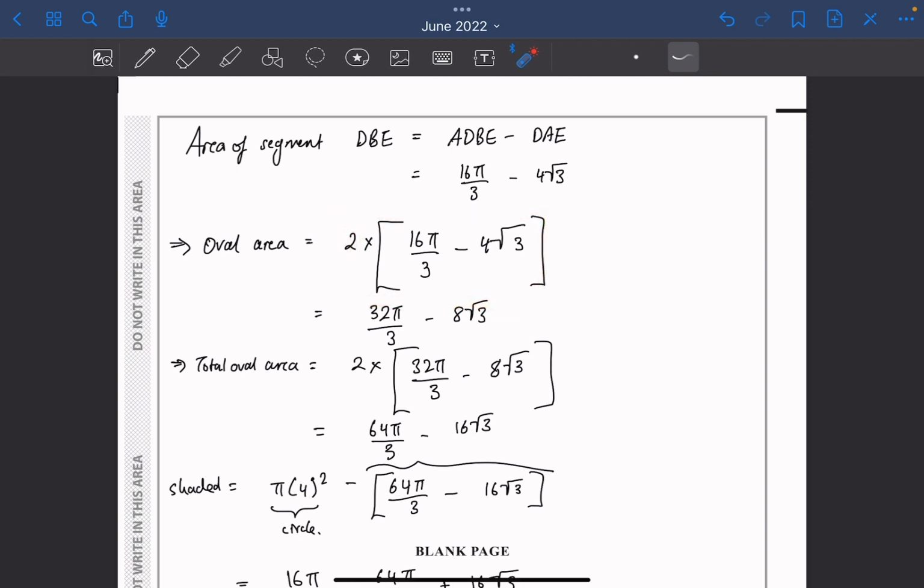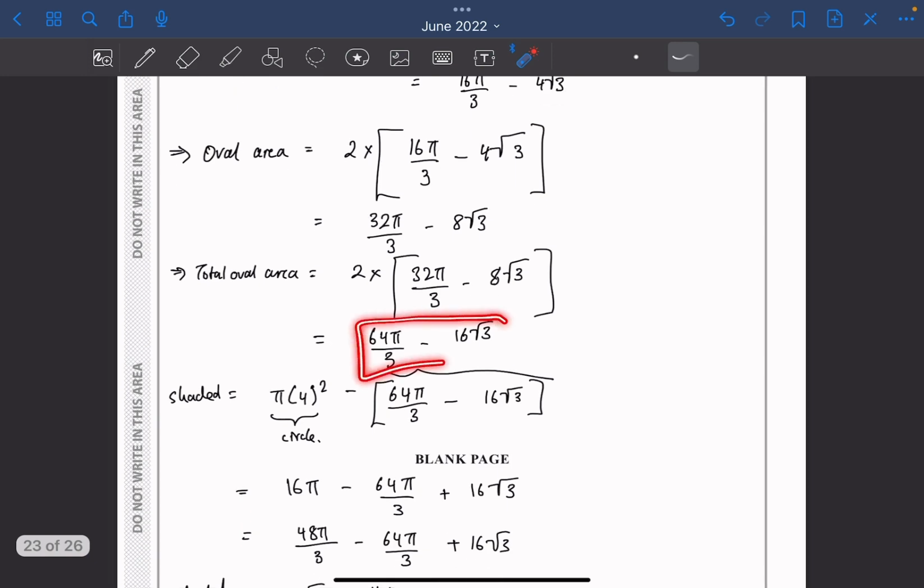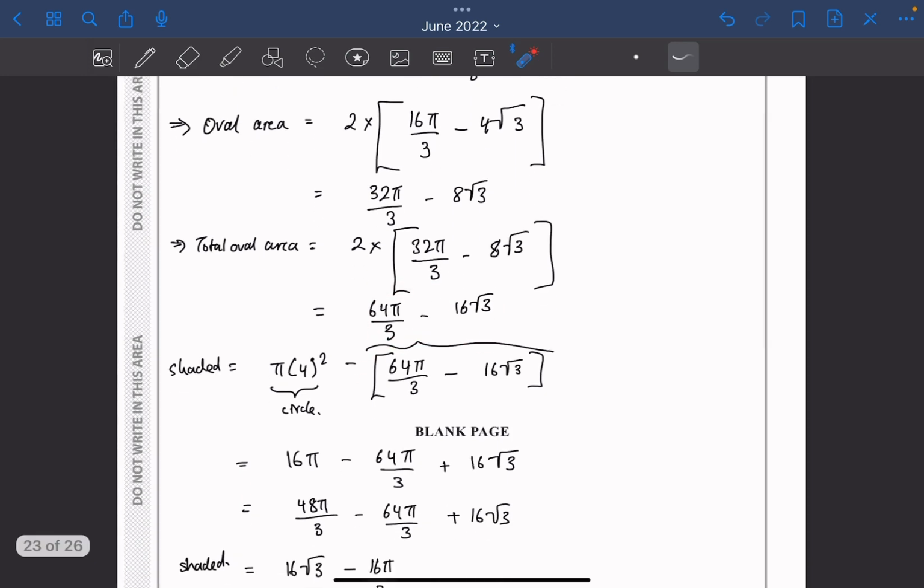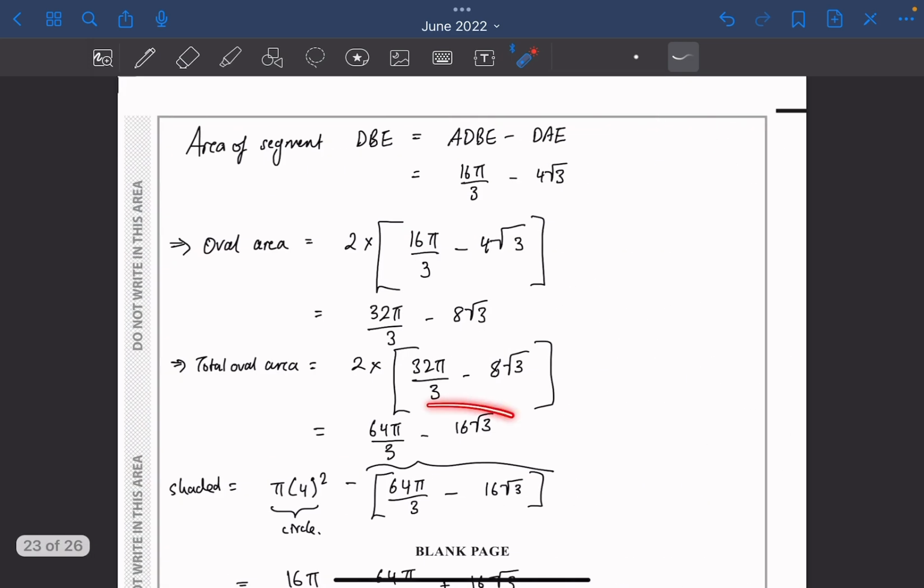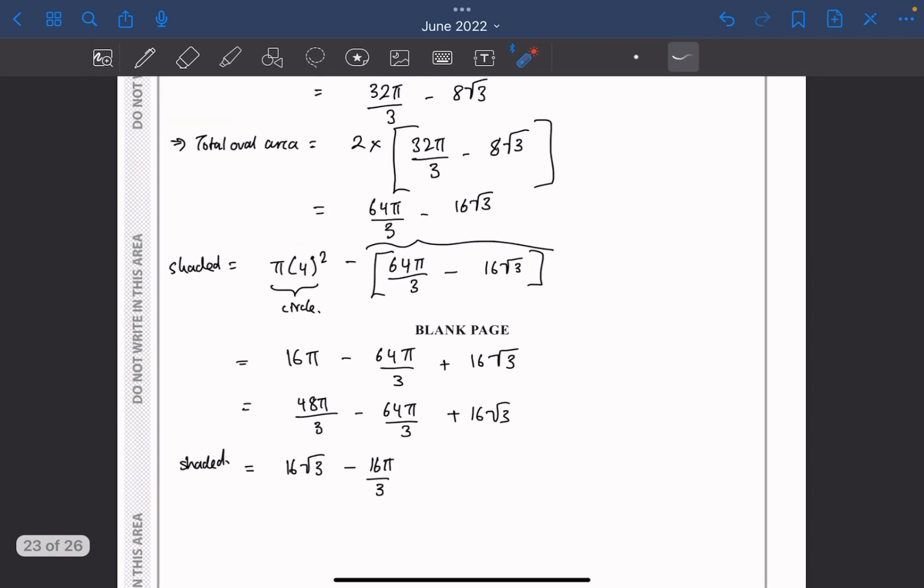Now there's 2 ovals, so we multiplied our answer for that. Now that's the area of all the ovals. And to find the area of the shaded, which is what the question asked, the area of the 2 shaded regions is the area of the circle minus the area of the ovals. So if this is the area of the 2 ovals, this is the area of the circle, you just take away this from this, and once you simplify down, you get to the final answer of this.